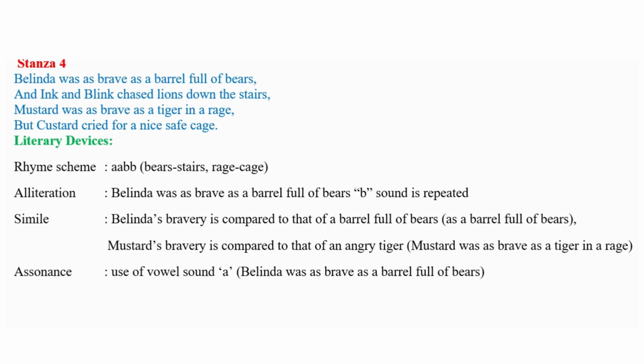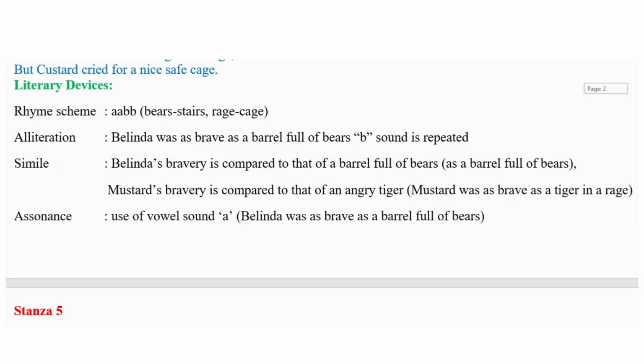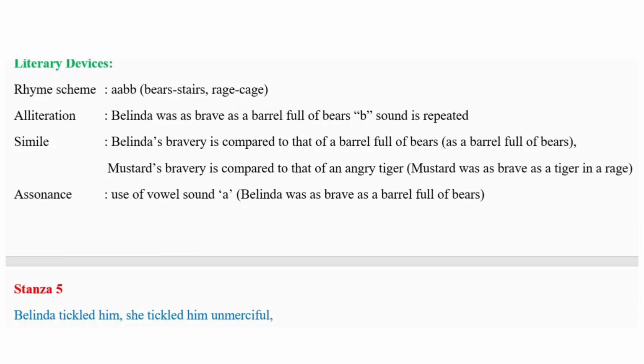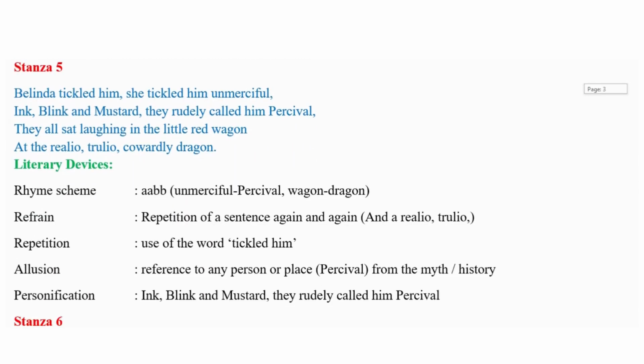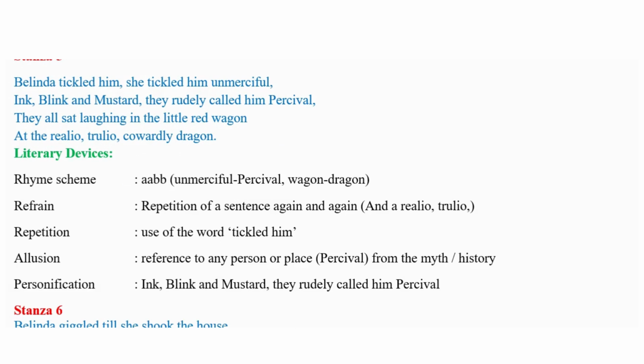Okay. Then you can see assonance, the use of vowel sound A: Belinda was as brave as a barrel full of bears. The A sound is repeated in this line. So assonance. Stanza 5. Same rhyme scheme.